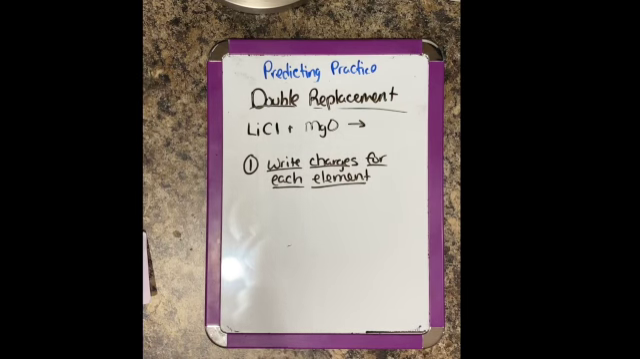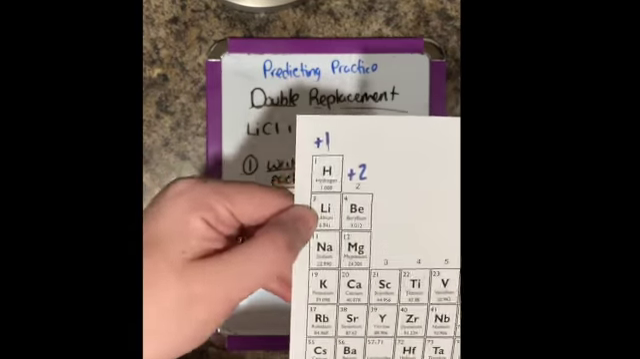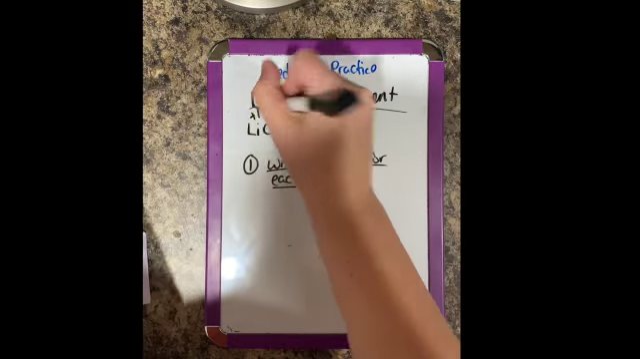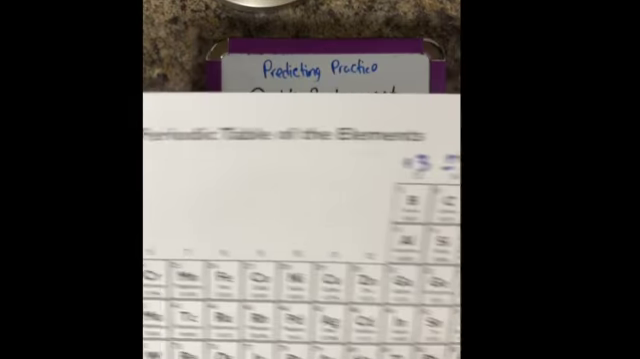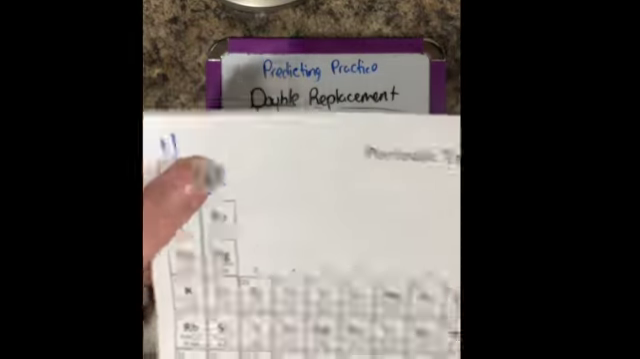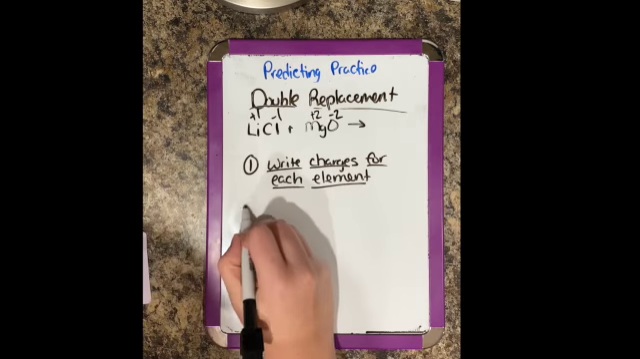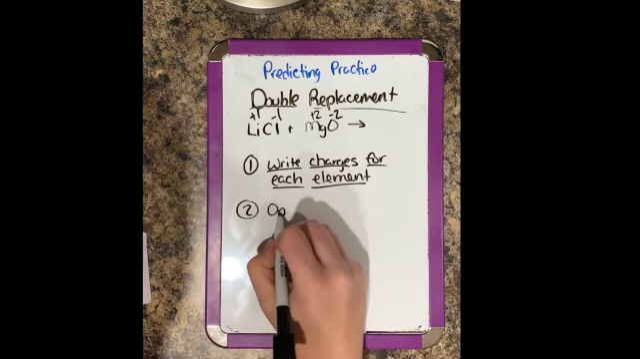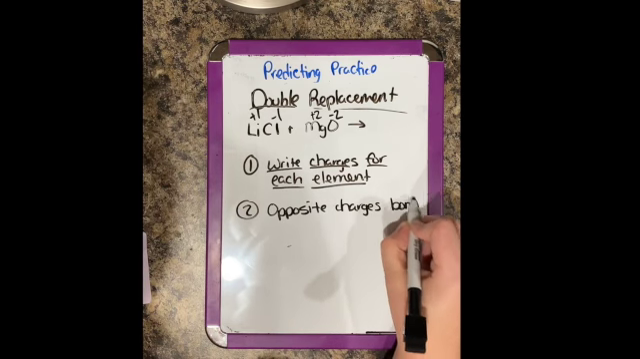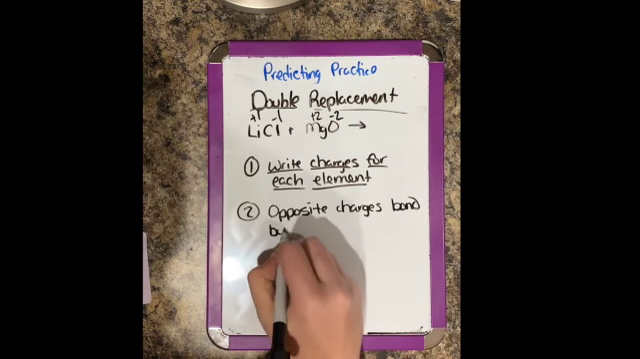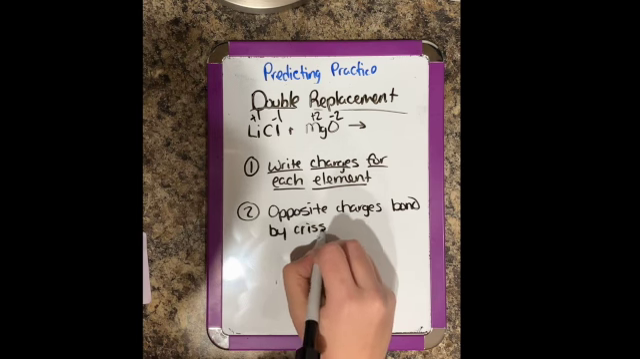So Li is +1, Cl is -1, Mg is +2, O is -2. The opposite charges bond by crisscrossing.